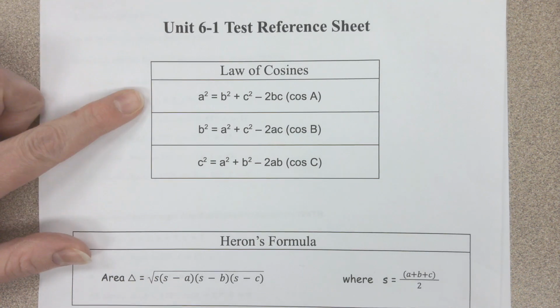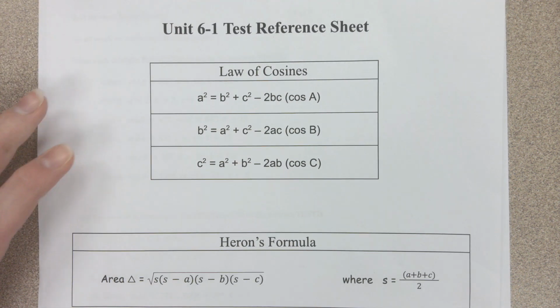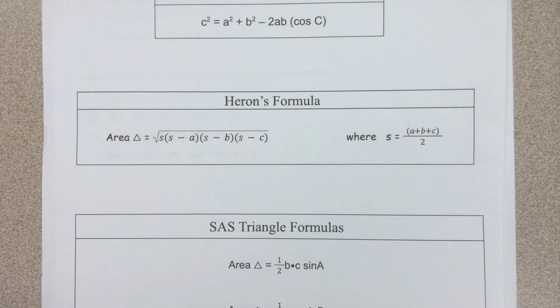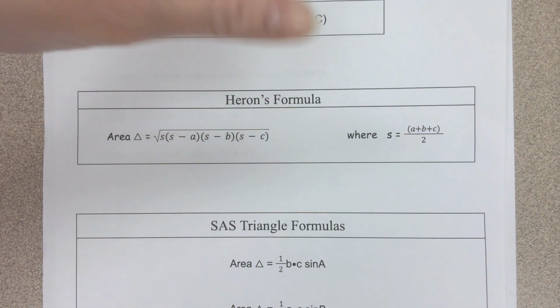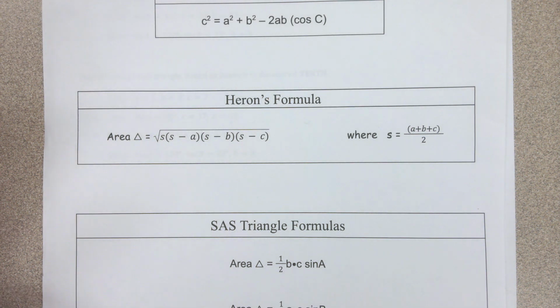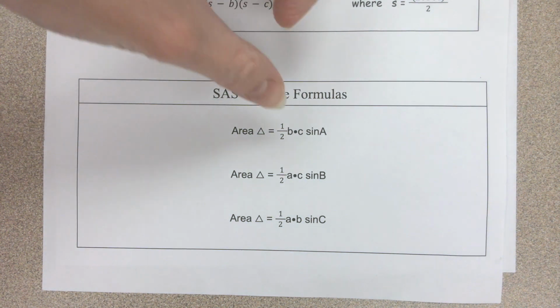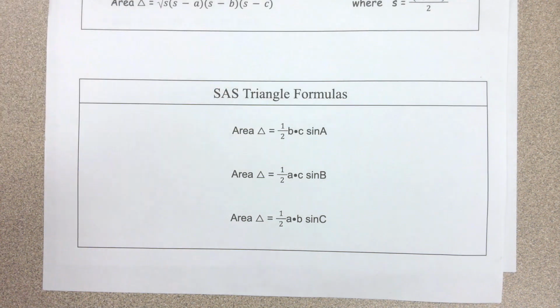So on the reference sheet, we have the law of cosines, all three forms of it. Heron's formula for area, which is used for the three sides of the triangle. So a, b, and c, they're all lowercase. You have to know all three sides if you're going to use it. That isn't specifically mentioned, but if you know that these lowercase letters on the triangle represent the sides, you'll be fine. And then the SAS triangle formulas for area, if you choose to use that formula instead. You'll use, it depends on which two sides and angle you are given or which pieces of information you choose to use. So there's three variations as well.